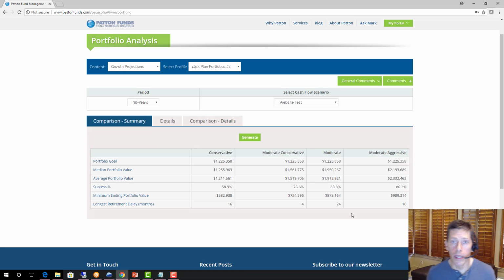The difference between getting a 7.6% rate of return here and a 9.9% compound rate of return over here is the difference of almost twice as much money, nearly twice as much money by simply getting a 2.3 or 2.4% compounded annual better rate of return. Furthermore, if you look at the worst case scenario over a 30-year window of time, which is this minimum ending portfolio value, it's actually even better for the moderate aggressive, even in the worst case scenario.